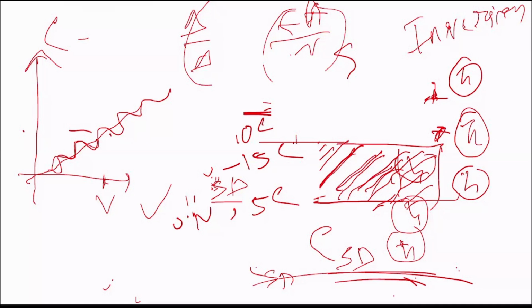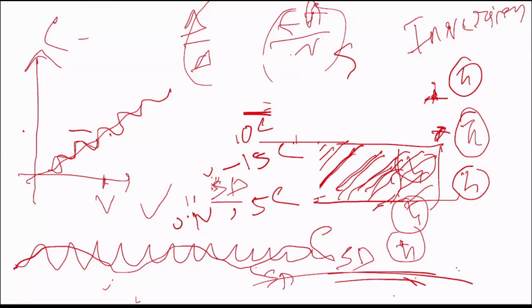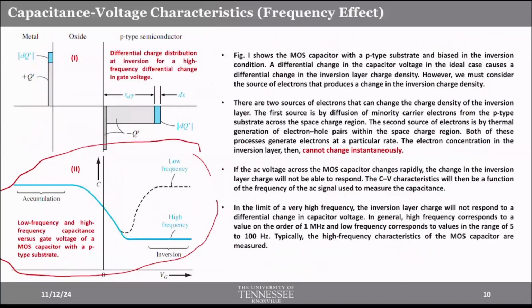So there is a problem with it actually. If you have low frequency AC voltage, that is okay. What does low frequency typically mean? The variation is slow, right? If you have low frequency, your variation is slow, like this, with respect to time. But if you have high frequency, it's like this. You are changing the voltage very rapidly. So there is a problem when we try to measure the capacitance with high frequency. That's what this graph describes.